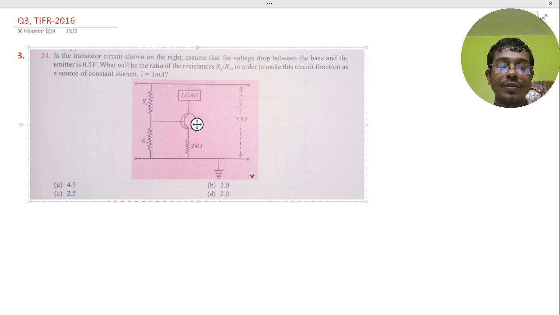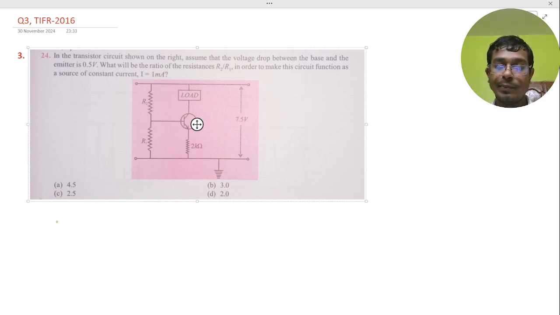Here comes the TIFR question, saying that in the transistor circuit shown on the right, assume that the voltage drop between the base and the emitter is 0.5 volt. What will be the ratio of the resistances R2 by R1 in order to make the circuit function as a source of constant current I equal to 1 milliampere? So basically this is the transistor with two load resistors, and this one is RE. Basically we have to find R2 by R1.